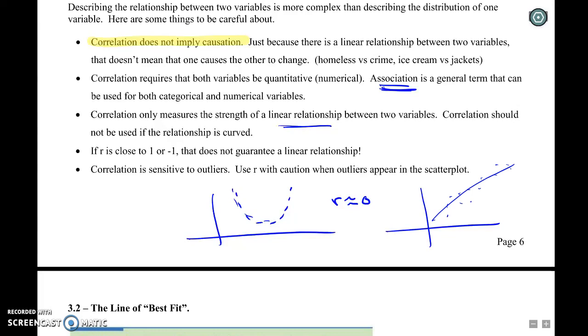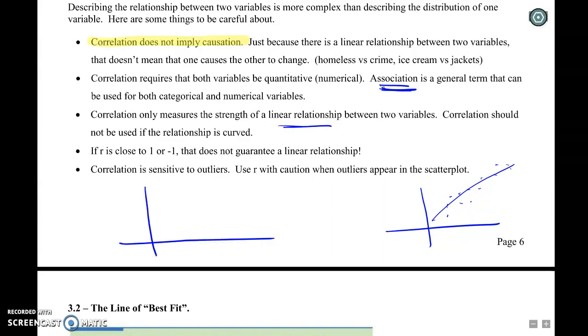If R is close to 1 or -1, that does not guarantee a linear relationship. This is kind of a misconception that people sometimes have. I could give you a relationship that just has some slight curvature to it. I don't know if you can see those points very well. But if you fit a line to that and calculate the R value, first of all, you shouldn't calculate the R value because it's not a linear relationship. But if you did put it in your calculator, you're probably going to get like a 0.95. But that doesn't mean it's linear. In fact, if you were to straighten out that data set, we're going to learn how to do that later, you'll see that the R value is actually much larger.